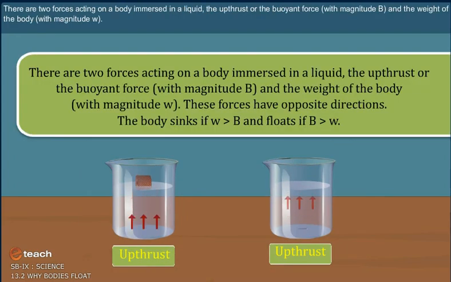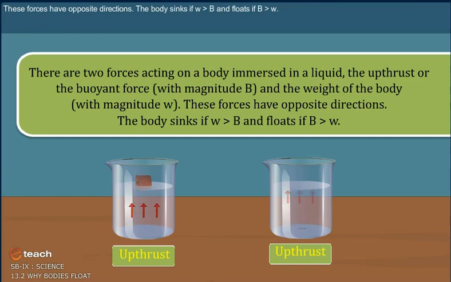There are two forces acting on a body immersed in a liquid: the upthrust or the buoyant force with magnitude B, and the weight of the body with the magnitude W. These forces have opposite directions. The body sinks if W is greater than B and the body floats if B is greater than W.